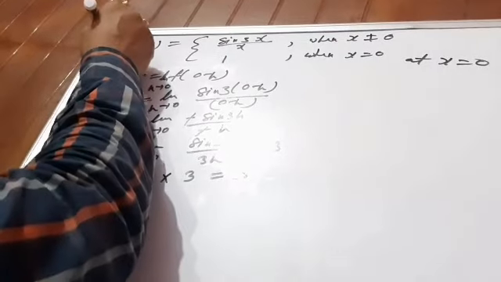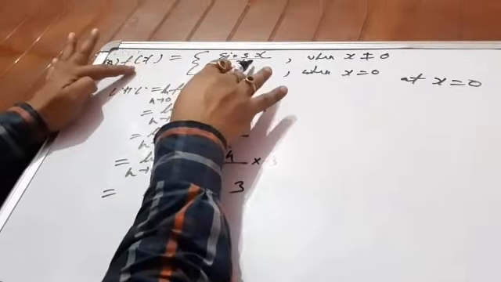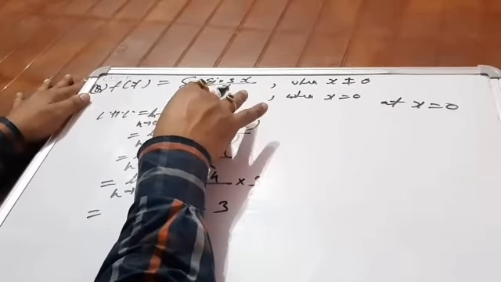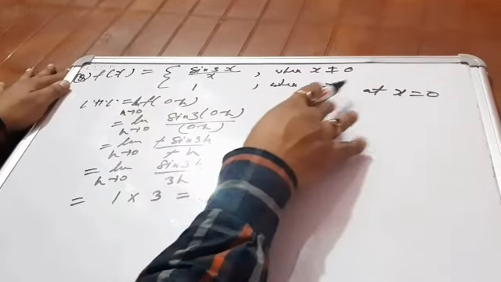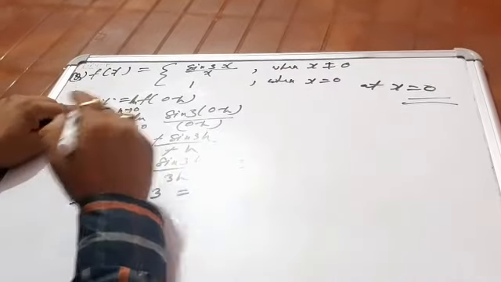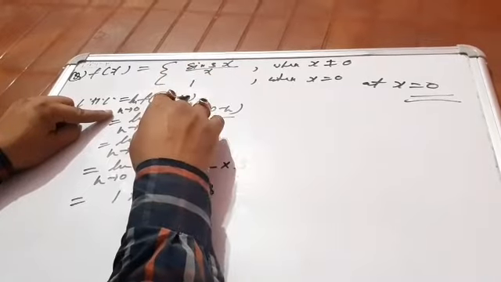Now next question. Now we are going to find the continuity or discontinuity of a function in terms of a trigonometric function. f(x) is equal to sin 3x by x when x not equal to 0, and the second value is 1 when x equal to 0. At x equal to 0 you are going to test. First thing, LHL, limit h tends to 0, f of the portion is 0 minus h.